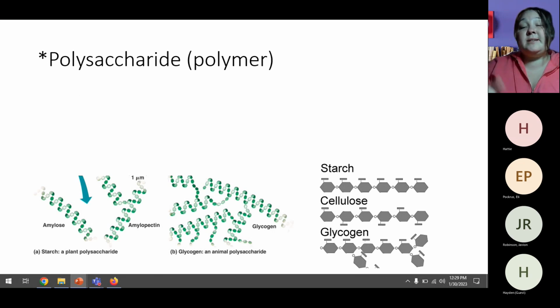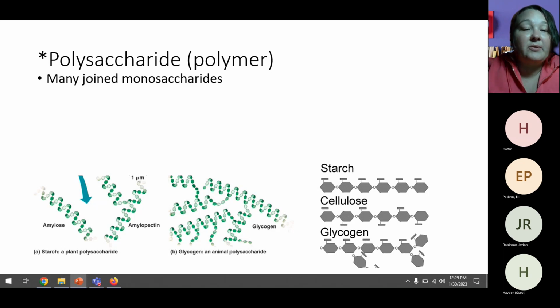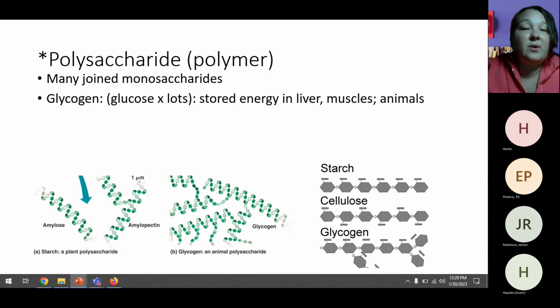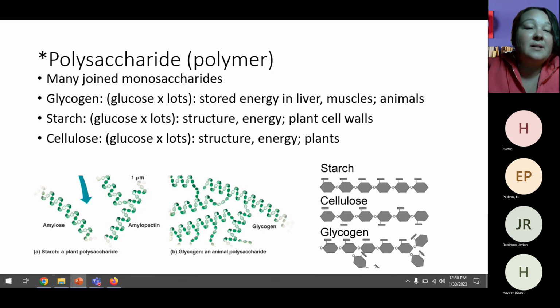Now let's talk about polysaccharides. This is the polymer of saccharides, of carbohydrates. It consists of many joined monosaccharides, and we have glycogen, starch, and cellulose. Those are the ones that I want you to know about. They have different uses, but they are all made of many joined glucose molecules. The thing that is different between them is how the glucoses are put together.